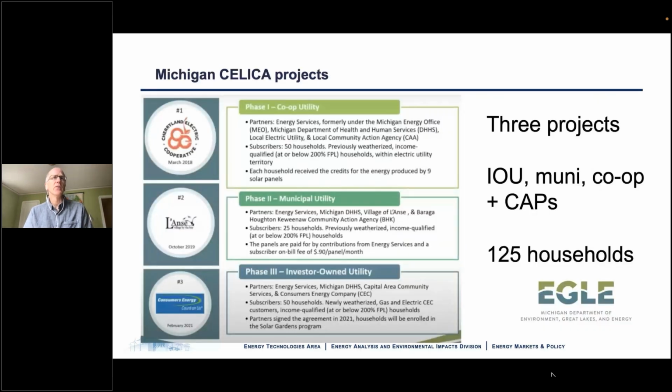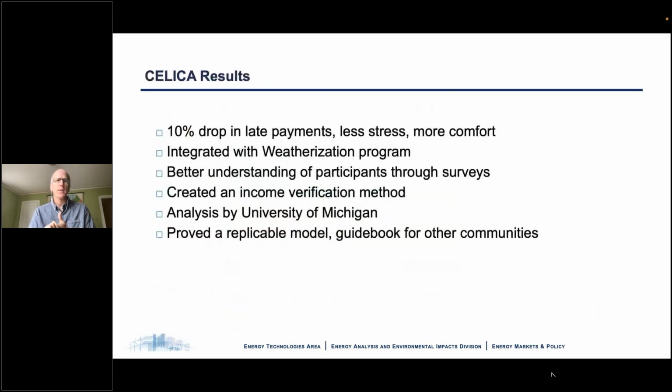Michigan had previously done 3 pilot projects under the Celica initiative, which is another DOE initiative. They did projects with one investor-owned utility, one municipal utility, and one rural electric co-op, Cherryland Electric Co-op. In total, they served 125 households. The homes were previously weatherized. They're all income qualified. The subscriptions helped them save money on their bills. These were not necessarily manufactured housing. They were just conventional housing, apartments, etc.